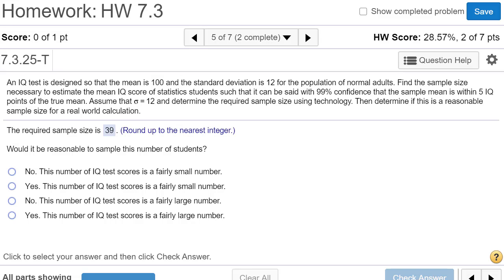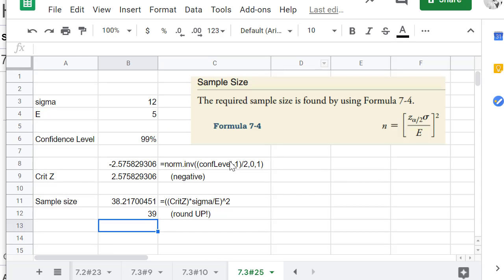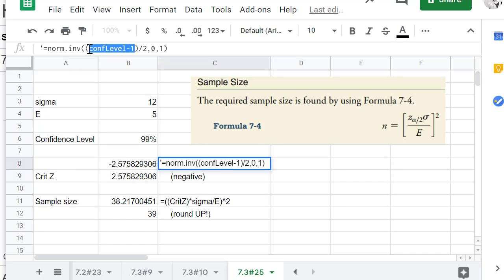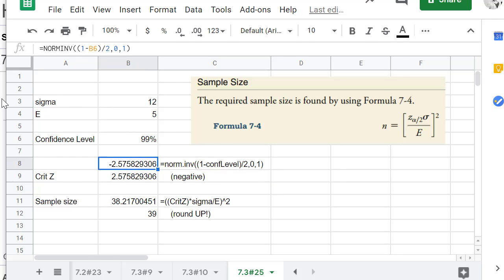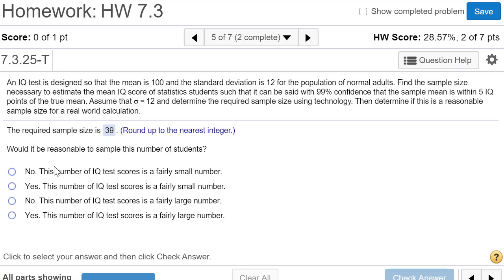Alright, before we go on, let me just fix this a little bit. So I had initially written that this is supposed to be confidence level minus 1. It should really be 1 minus the confidence level, which is what I typed in here. Anyways, we got the right answer, 39.